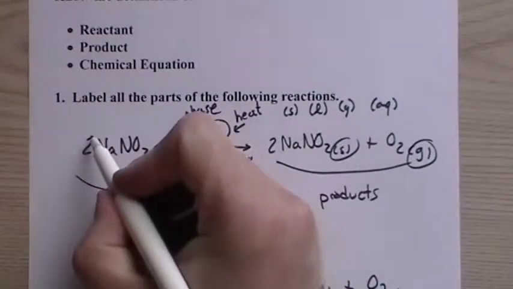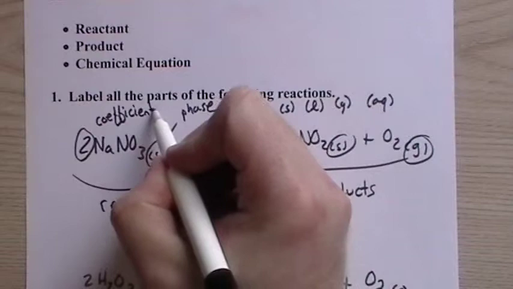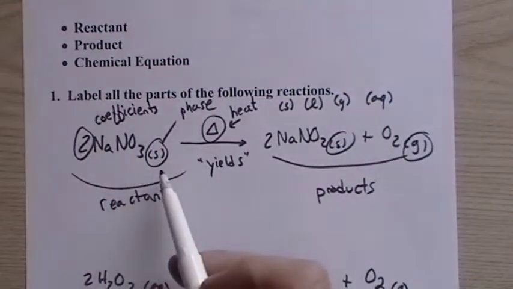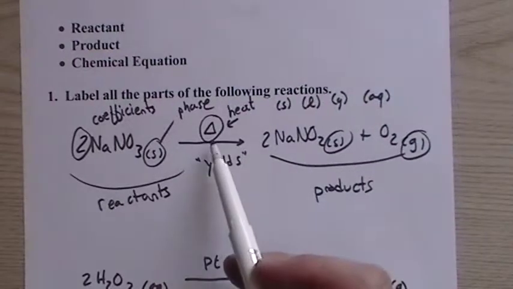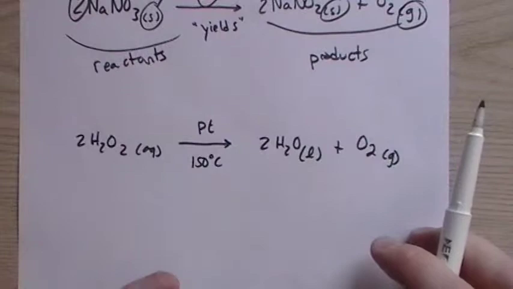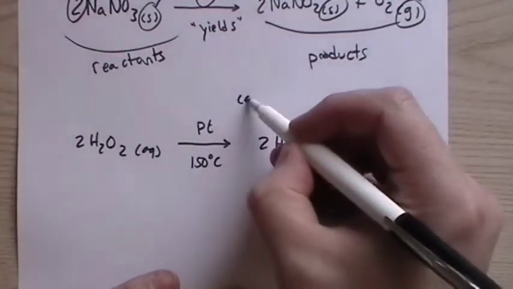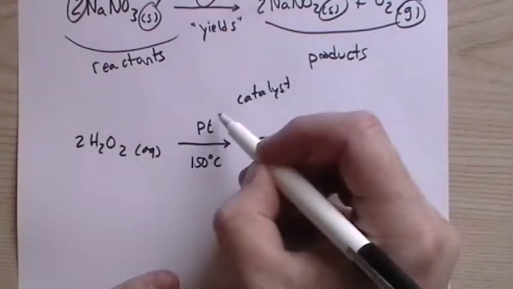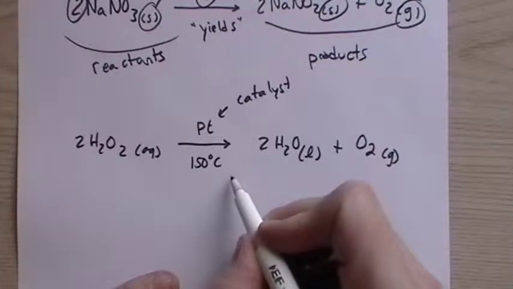And then the numbers out front are the coefficients. So you have your reactants, their phases, their coefficients, that yields your products, and then if there's heat added you can put that above it. Here are some others. Reactants, products, phases. But here, when you see a metal like that, that generally means that it's a catalyst. And then 150 degrees Celsius.